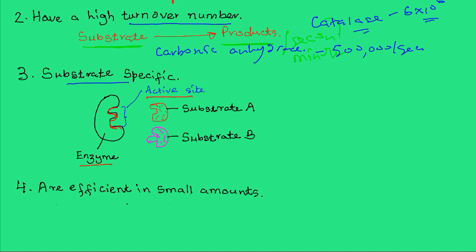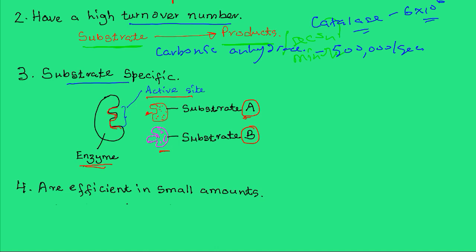For instance, we have two substrates here, substrate A and substrate B. It's only A whose shape at this point here matches the active site of the enzyme. So substrate A can react with the enzyme. If you look at substrate B, the shape is different, so it will not be able to fit onto the active site. So this enzyme is very specific to substrate A. It will only react with substrate A and not substrate B. And that's what you mean by each enzyme is substrate specific.